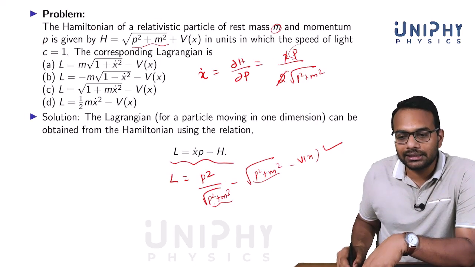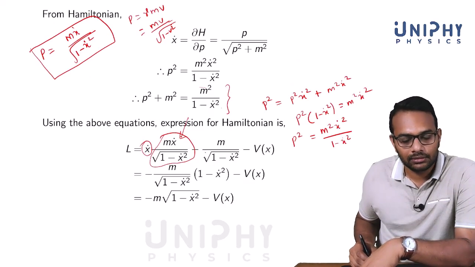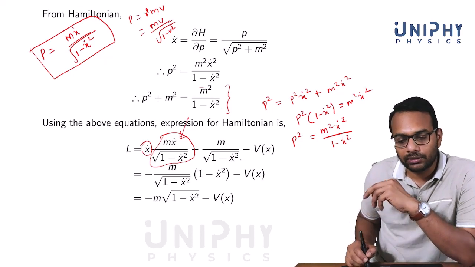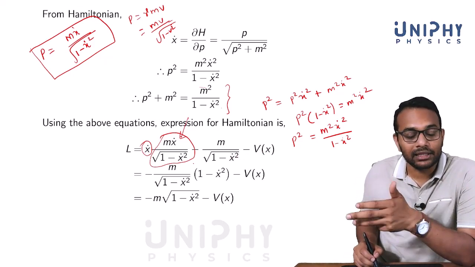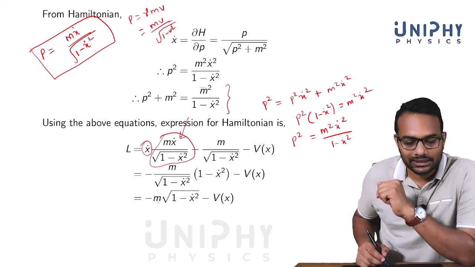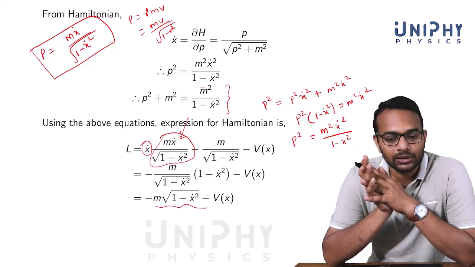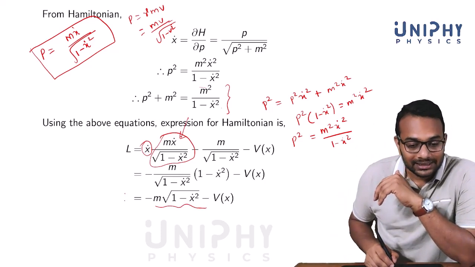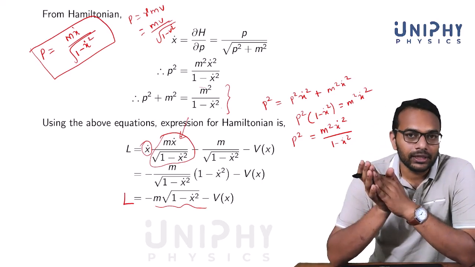You invert this and find p as a function of x dot. Substitute that here. Okay, minus m divided by square root of 1 minus x dot square, minus v of x. Fine. Now it's just a matter of simplifying this. It's just one step, and the final answer is minus m square root of 1 minus x dot square minus v of x. All right, so this is the relativistic Lagrangian for a particle in a potential v.